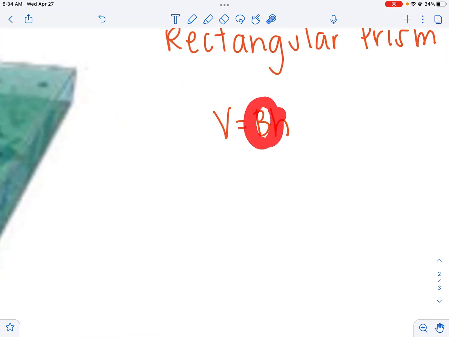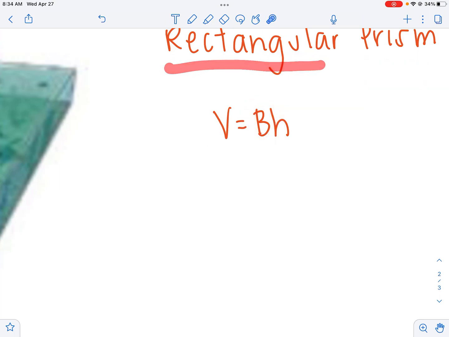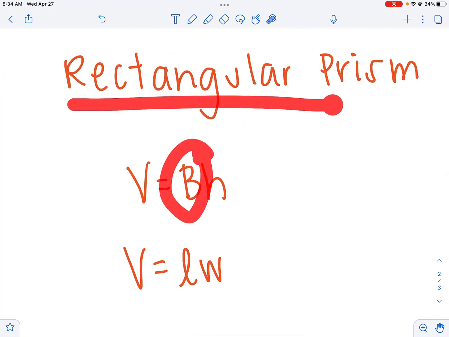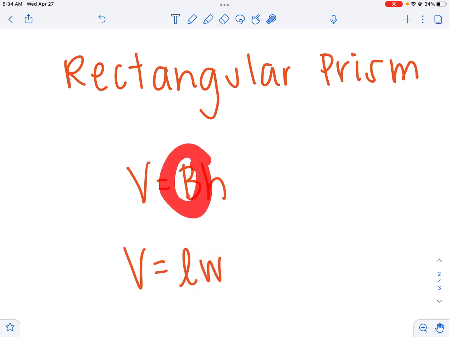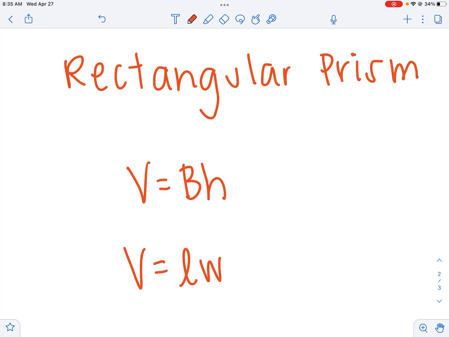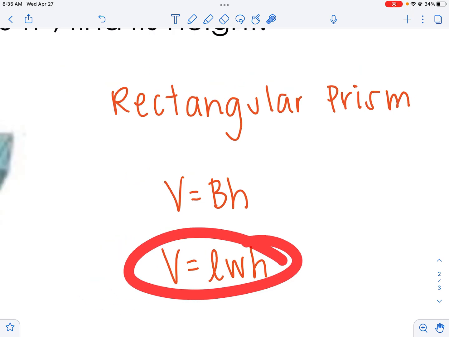And that's capital B. If it's a rectangular prism, and you're going to find the area of the base, and the base is a rectangle, then I'm going to replace capital B with length times width. Capital B stands for area of the base. If the base is a rectangle, ask yourself, how do you find the area of a rectangle? That's length times width. So I'm going to take capital B and replace it with length times width because I'm talking about a rectangle. So now my formula, instead of capital B H, is going to be length times width times H.